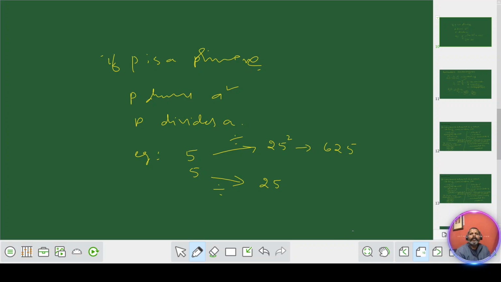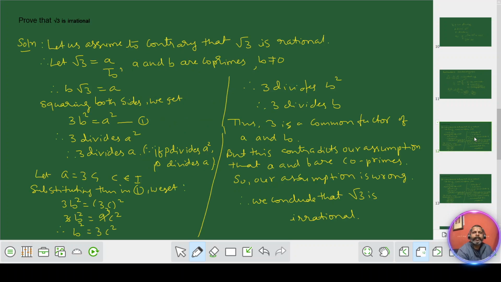This property we will be using to prove root 2, root 3, root 5, or root 11 as irrational numbers. We will see one by one. I have written the steps here, and we will walk through them. This has to be followed in the same way as it is written here; the statements should be the same. Let's start with root 3. Prove that root 3 is irrational.